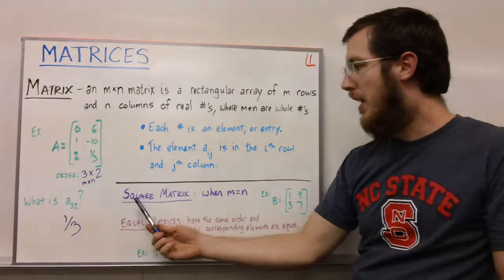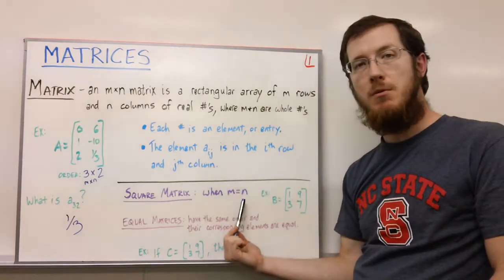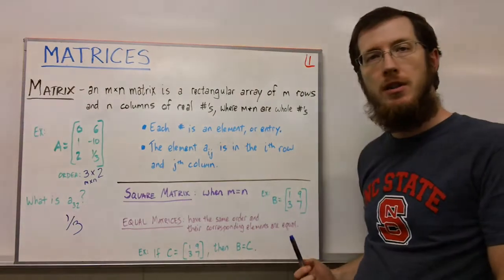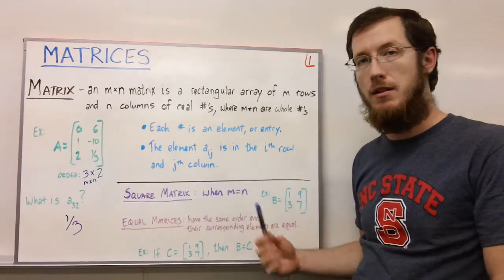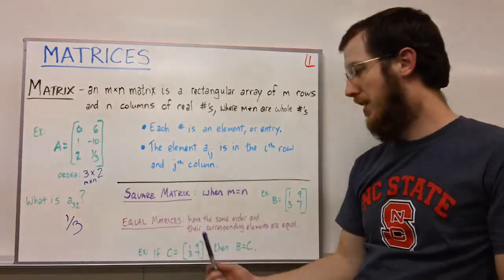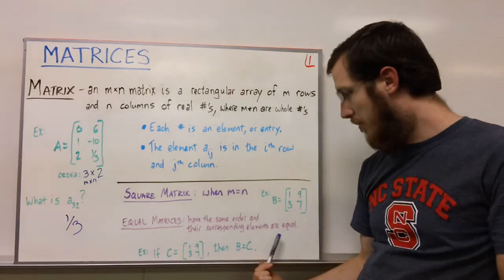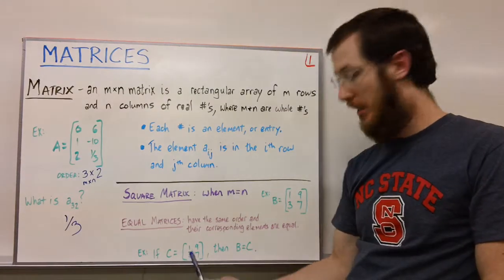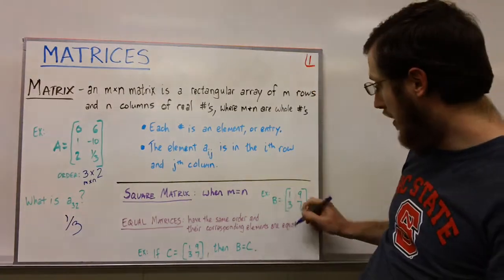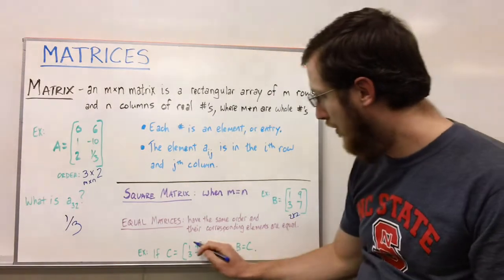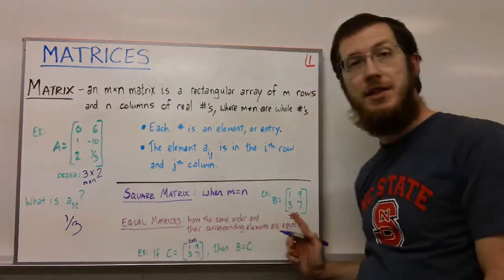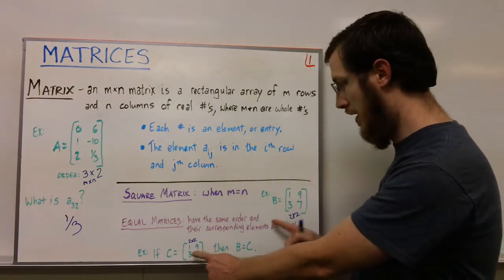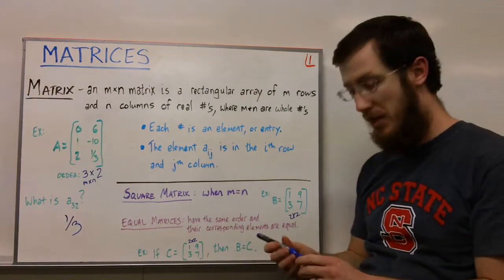A couple more terms. A square matrix is when m equals n. An example, B equals 1, 9, 3, 7. So it's got the same number of rows as columns. Equal matrices have the same order and their corresponding elements are equal. So if C equals 1, 9, 3, 7, it's a 2 by 2. B is a 2 by 2. They both have the same order and the same elements in the same spots: 1 and 1, 9 and 9, 3 and 3, 7 and 7. So therefore B equals C.